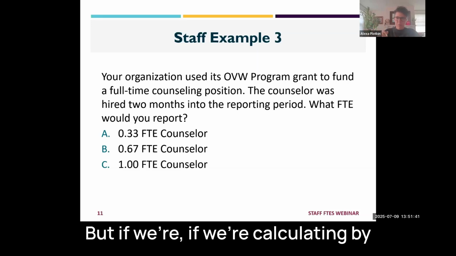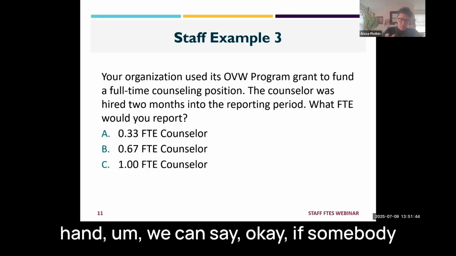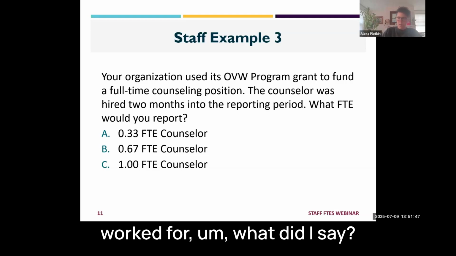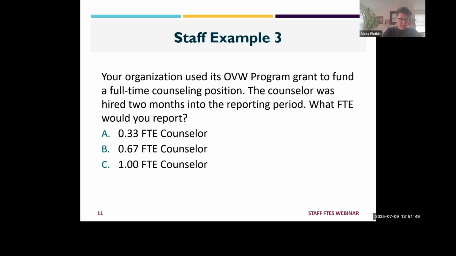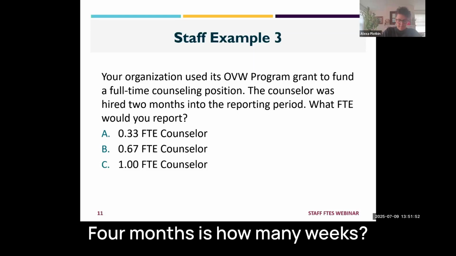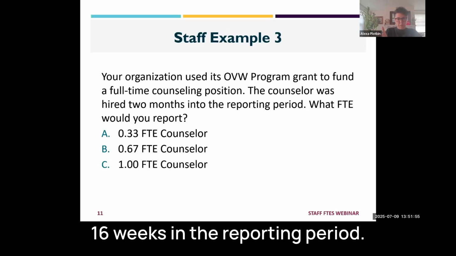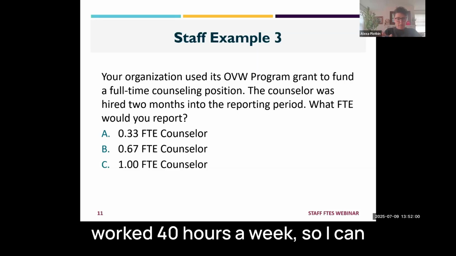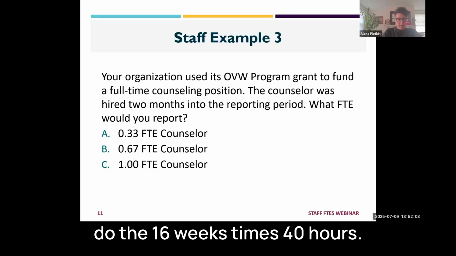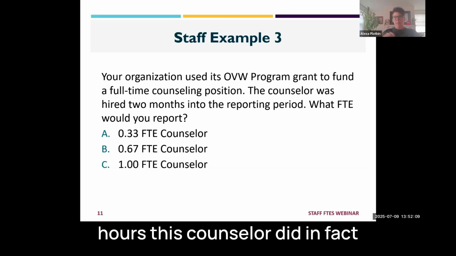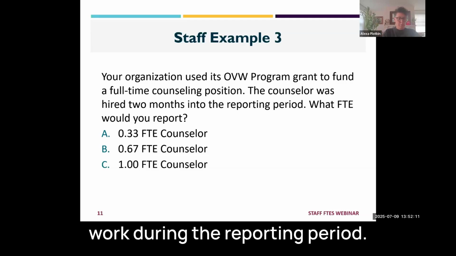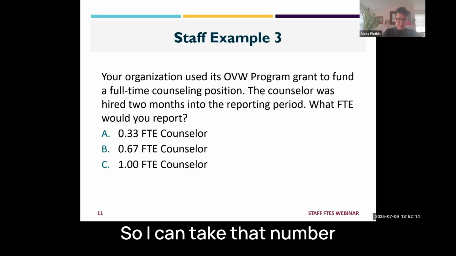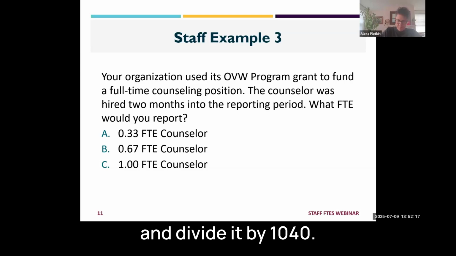But if we're calculating by hand, we can say, okay, if somebody worked for 4 months, 4 months is how many weeks? 16 weeks in the reporting period. And if every week somebody worked 40 hours, I can do 16 weeks times 40 hours. So I have now figured out how many hours this counselor did in fact work during the reporting period. I can take that number and divide it by 1040, and I can get my 0.6.